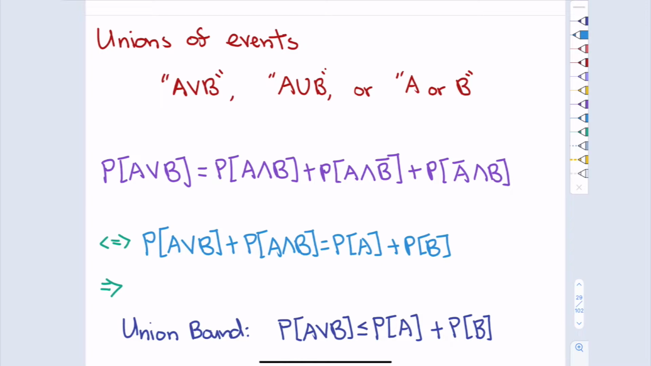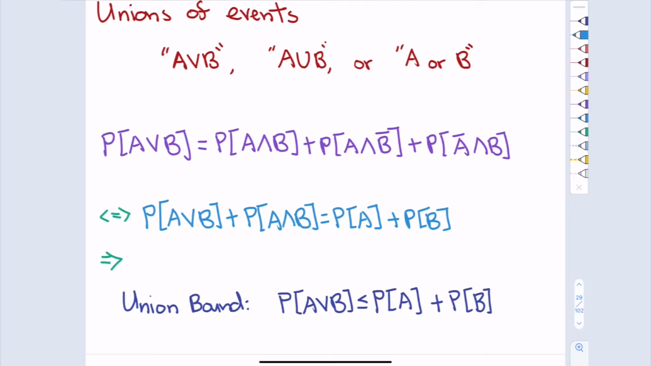Now, one thing nice though is that upon rearranging, you'll get that the probability of A plus the probability of B is equal to the probability of A or B plus the probability of A and B. So one way to think of this is it's basically expressing a Venn diagram.